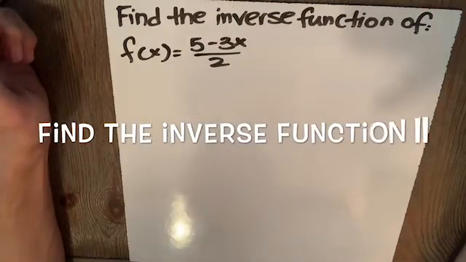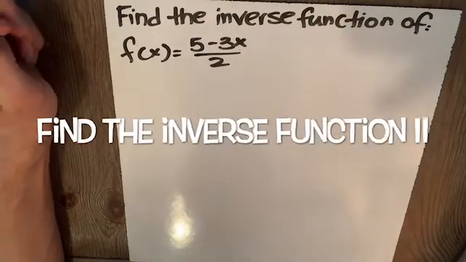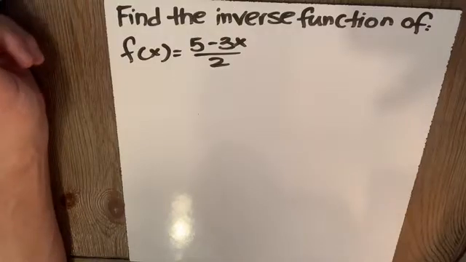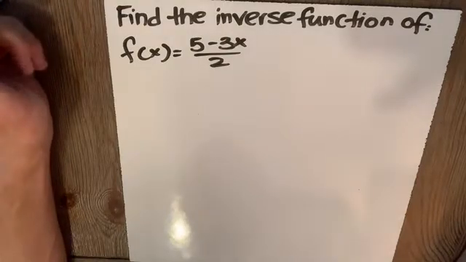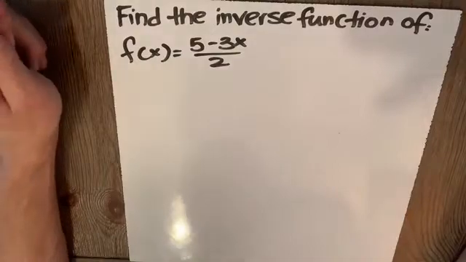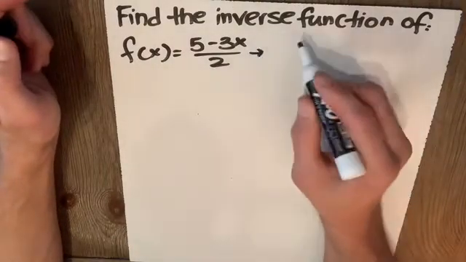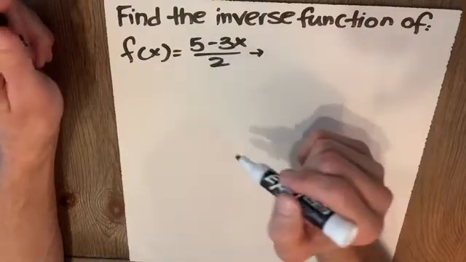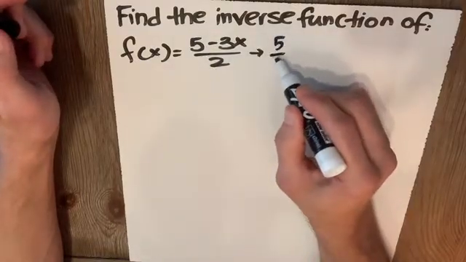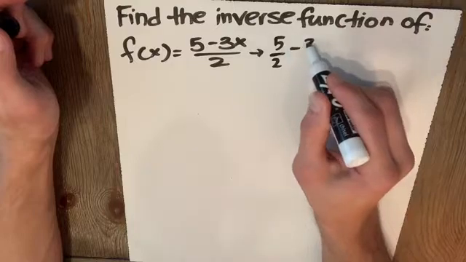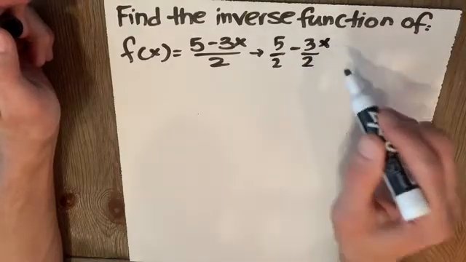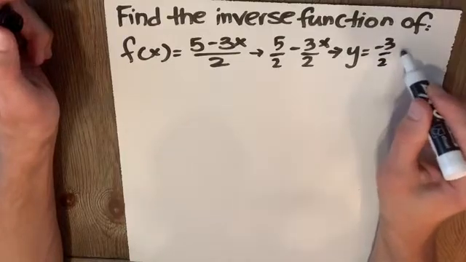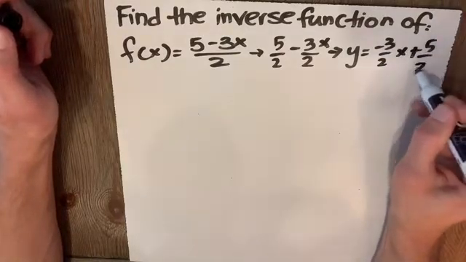Find the inverse function of f of x is equal to 5 minus 3x over 2. You know what? I'd like to have an idea what this looks like so I can confirm that it passes both the horizontal line test and the vertical line test. So this is equal to, remember, if we have two terms in the numerator and one in the denominator, I can write this as 5 over 2 minus 3x over 2, which is the same as y is equal to negative 3 over 2x plus 5 over 2.